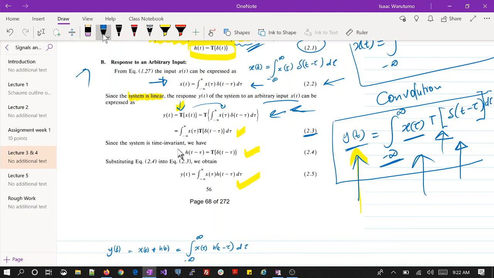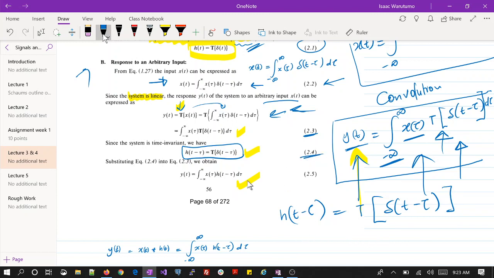And therefore we are saying that since the system is time invariant, equation 2.4 simply describes the continuous time behavior of the system for a given unit impulse. Therefore, this h of t minus tau is simply the function that acts on the unit impulse delta t minus tau as it is.